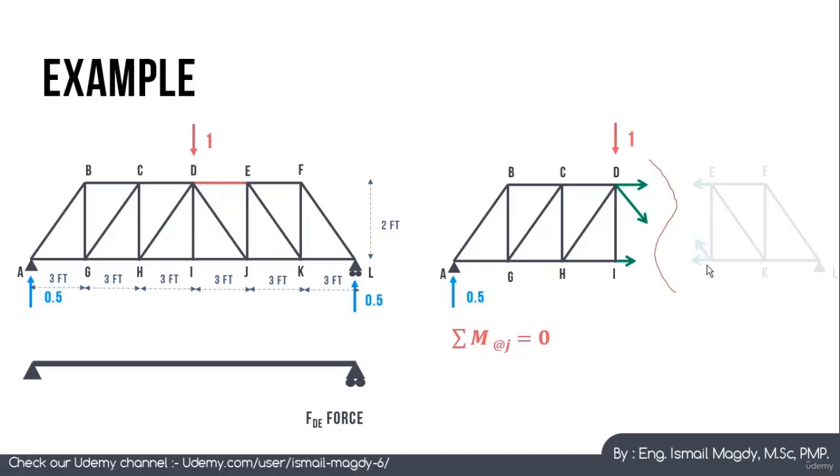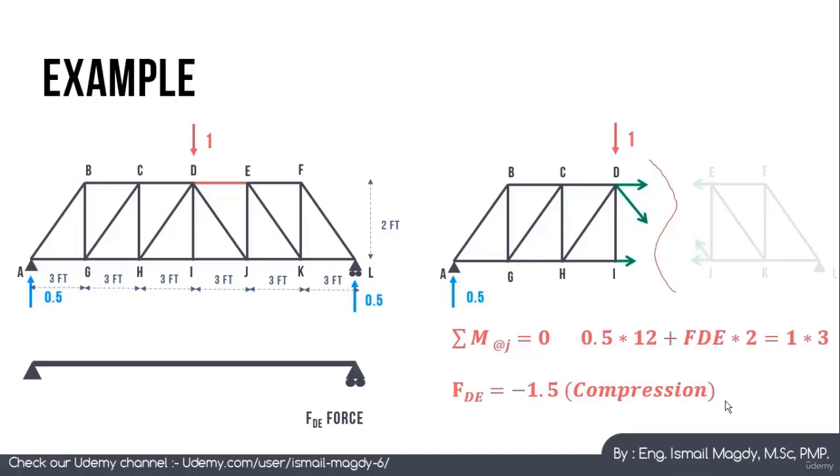So once we take the sum of moments at point J, we can see that 0.5 multiplied by 12, which is 1, 2, 3, 4, this 4 panels multiplied by 3, so it is 0.5 multiplied by 12, plus the force inside DE multiplied by this height, which is 2 feet, has to equal 1 multiplied by this distance, which is 3. Based on this, we can calculate the force in DE, which is going to equal minus 1.5.